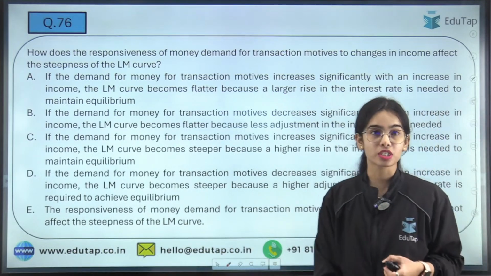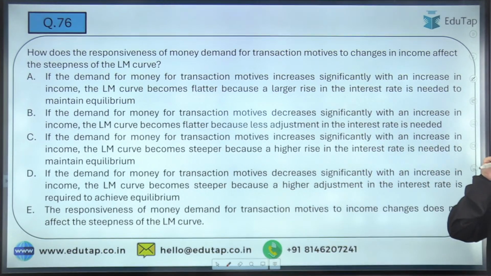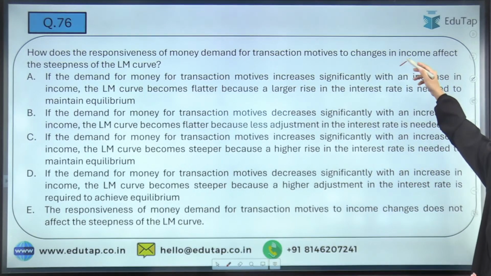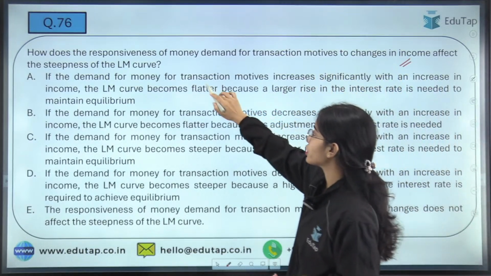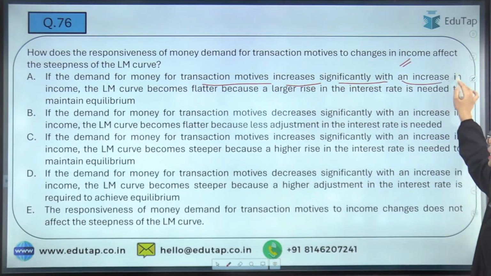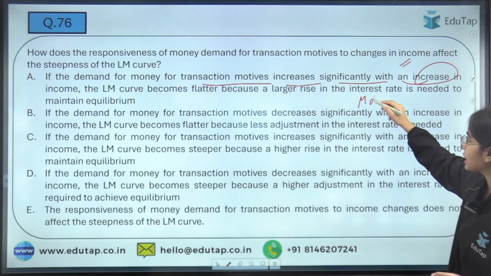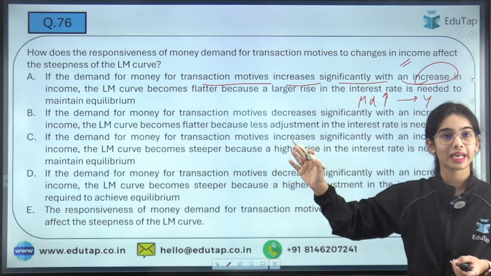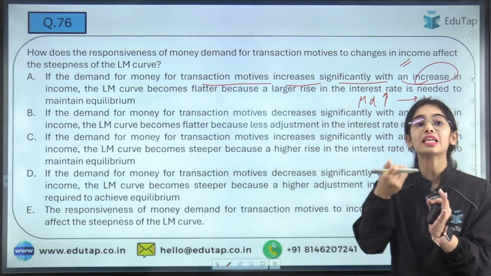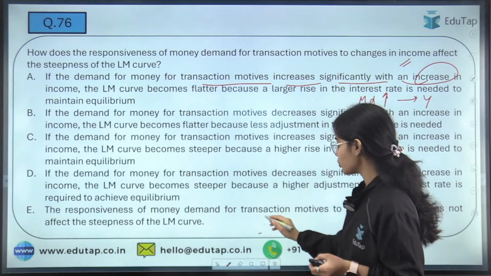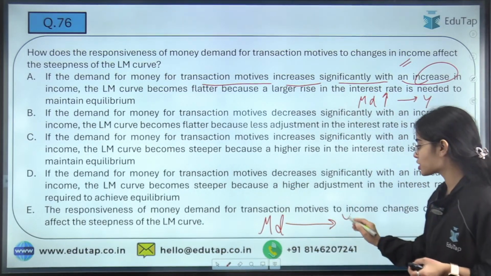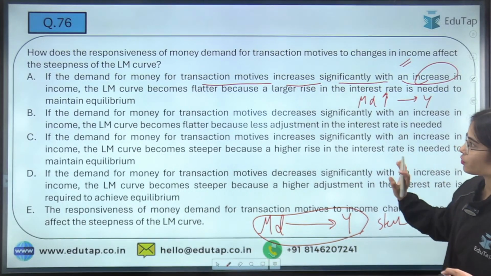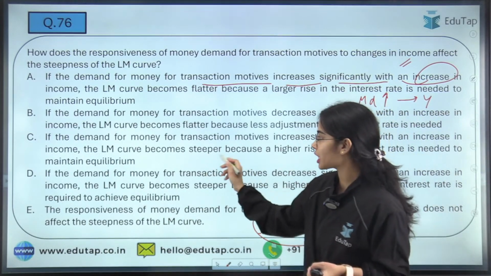So how does the responsiveness of the demand for money for the transaction motive affect the steepness of the curve? Simply, if the demand for money for transaction motive increases significantly with an increase in income, will it lead to a flatter LM curve? No. If the demand for money is very responsive to income, I hope you remember, there is a steeper LM curve. So where are we able to see steeper? Here we are able to see steeper.